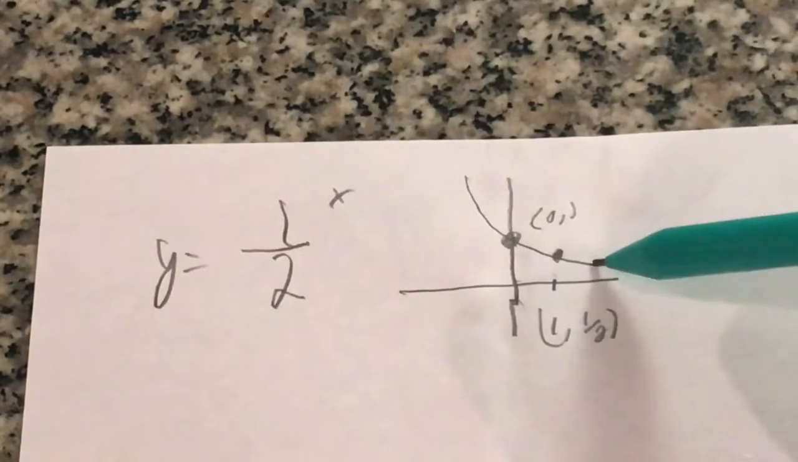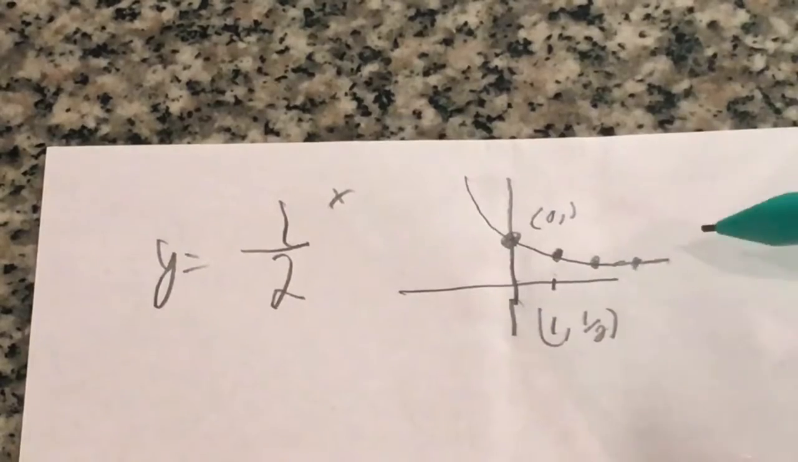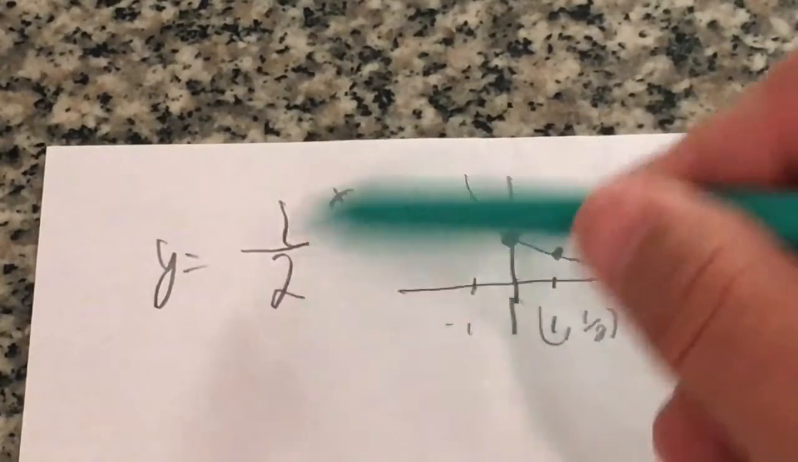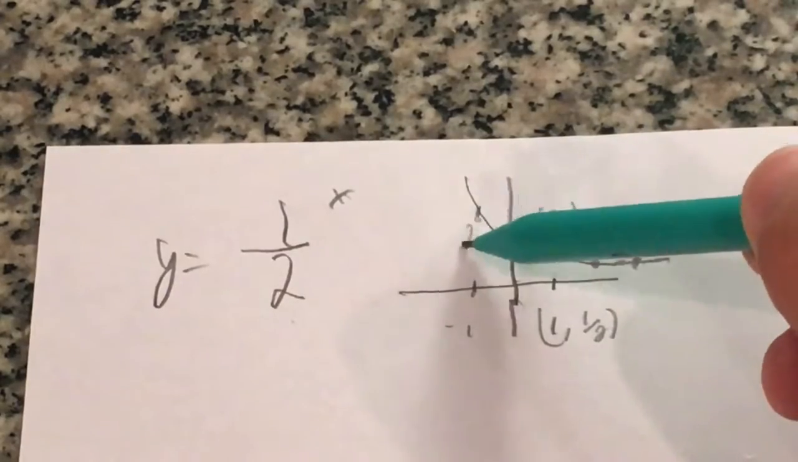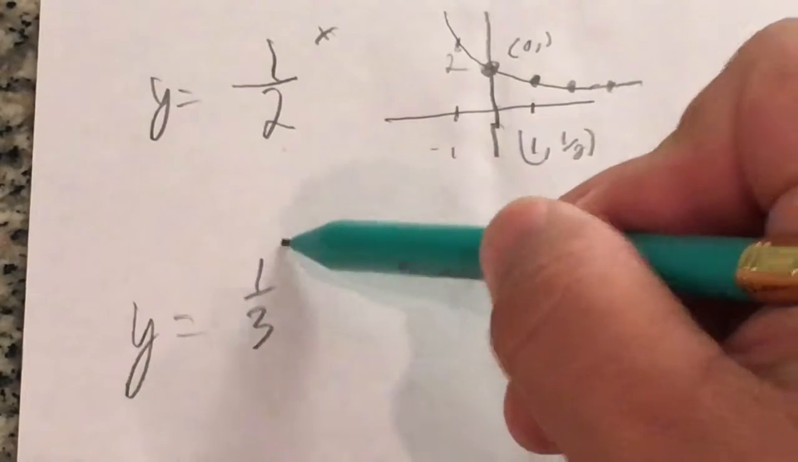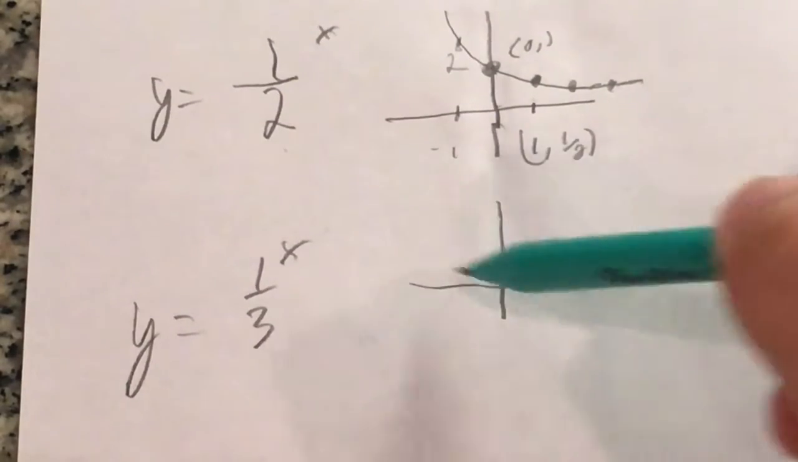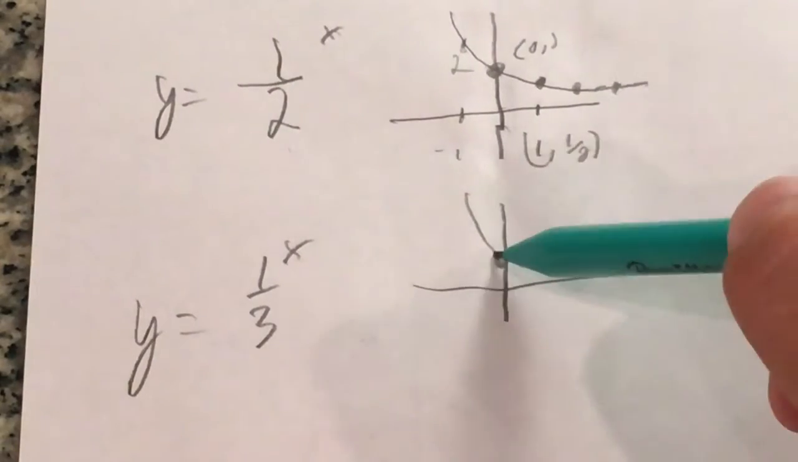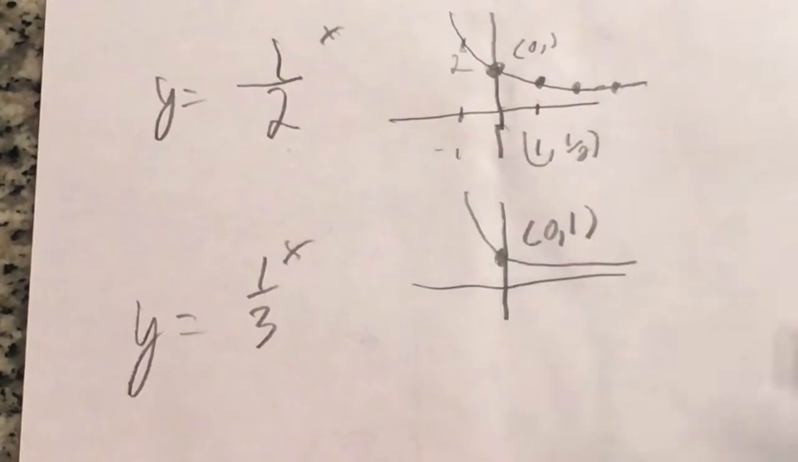And then the next ones would be 1/8, 1/16. If I go to the left, they get bigger. At -1, when I put in a -1, it flips this. That's going to be at 2. Y equals 1/3 to the x. Again, instead of growing, it's going to decay. It gets 1/3 of its original size. It also goes through (0, 1).